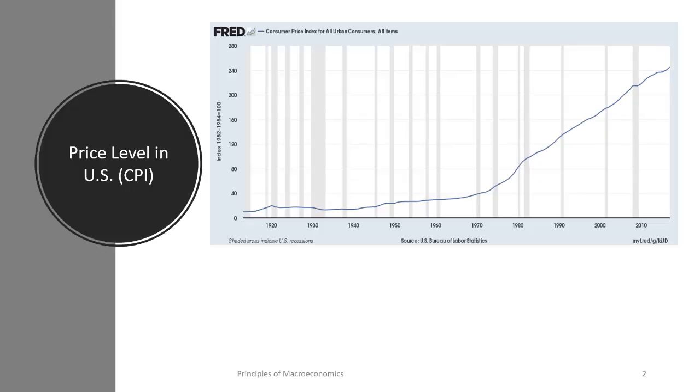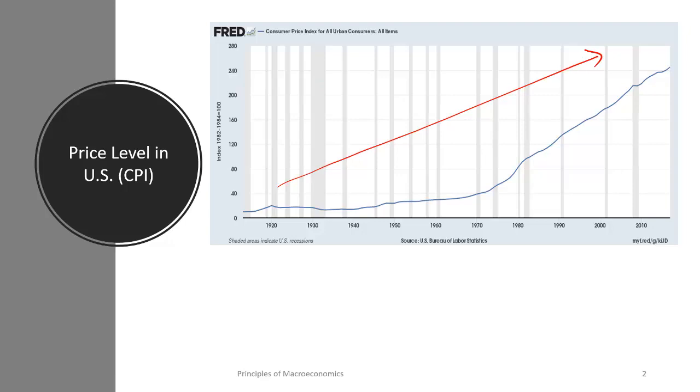So what this graph shows is price level in US, or CPI. CPI is the measure of price level or aggregate price level in an economy. What we see here, starting from 1913 till today, we see a consistent rise in prices over time. These gray boxes are recession bars.